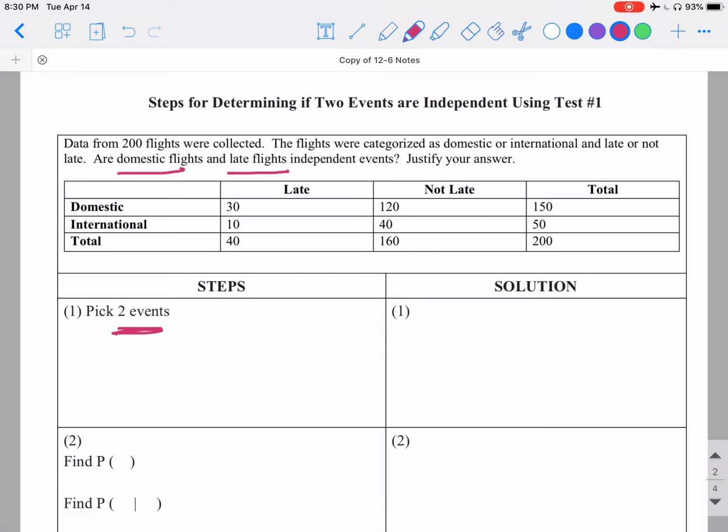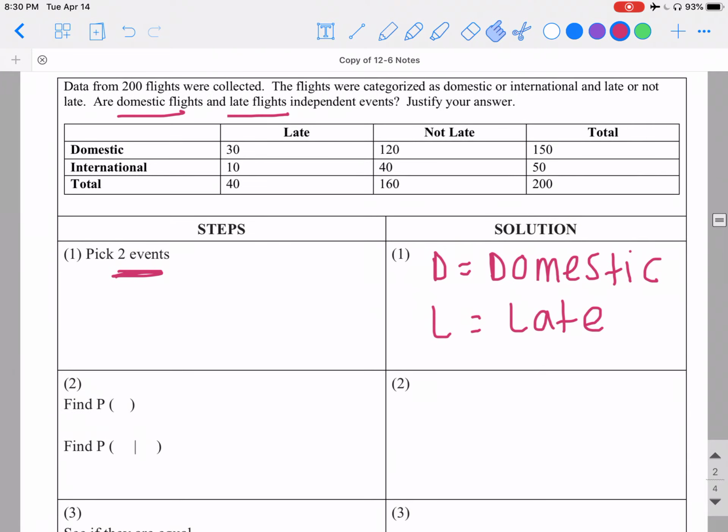So I'm going to fill in the solution area here just to break down the steps. I'm going to have capital D stand for domestic and L for late flights. And then our next step would be find the probability of, well, the first event I wrote down is domestic flights. Whatever this single probability is here, so if I'm comparing the probability of D, D has to be the first thing in my given statement. So I need D given L.